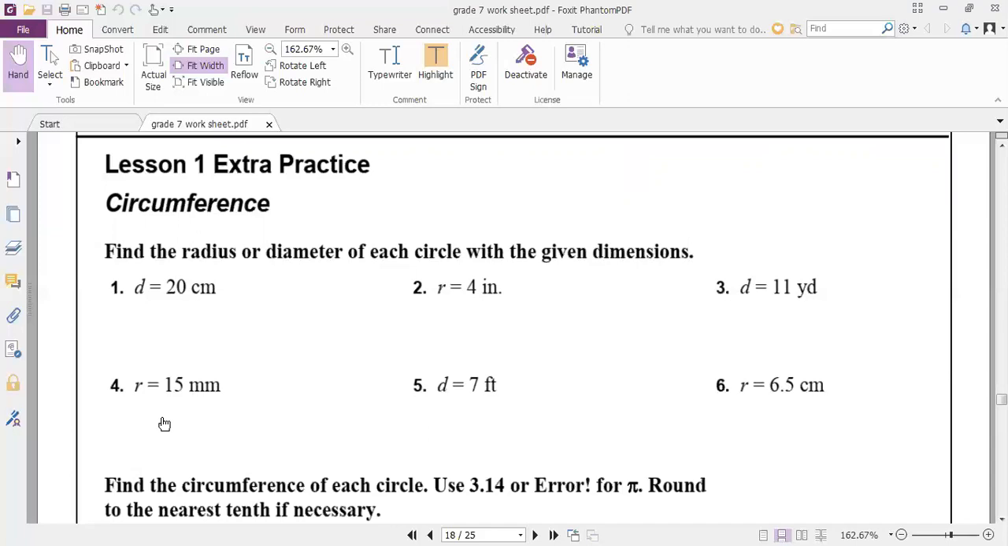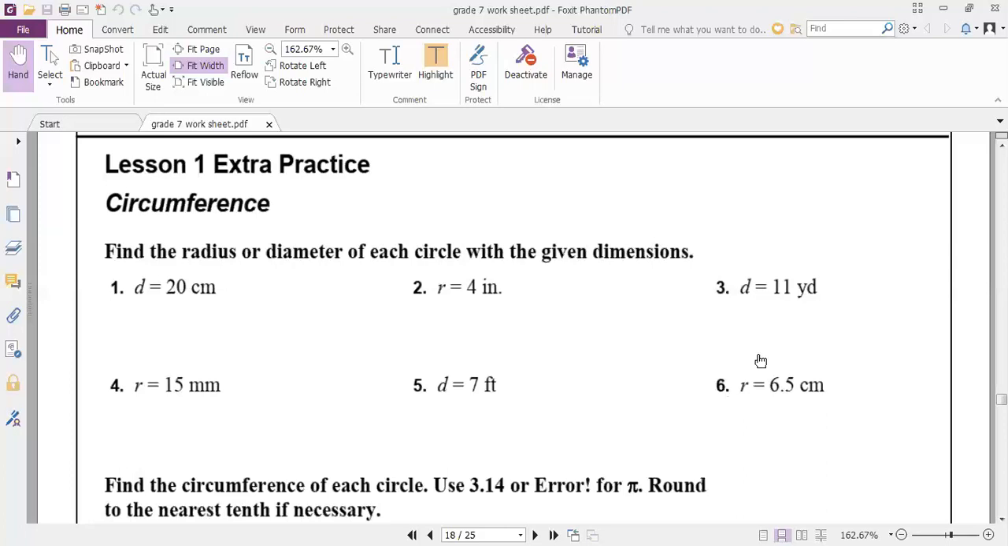Again, if you need the radius, divide by 2. If you need the diameter, multiply by 2. So in this case, I have the diameter is equal 7 feet. I need the radius, so I will divide it by 2. 7 divided by 2 gives me 3.5. So the radius is the diameter divided by 2, and 7 divided by 2 is equal 3.5.